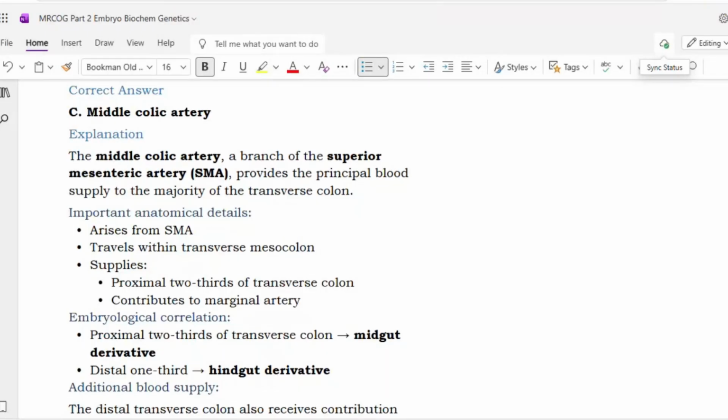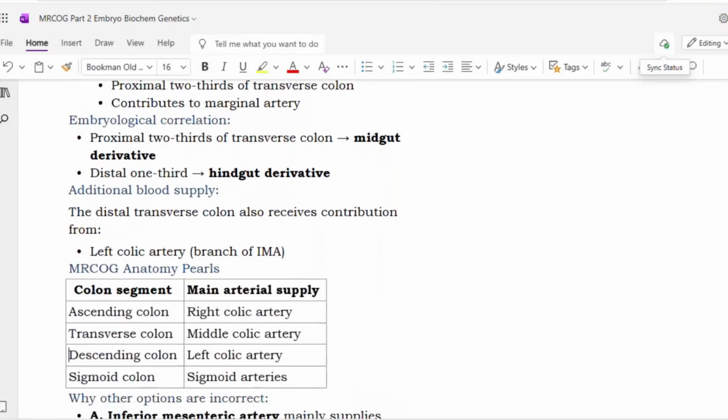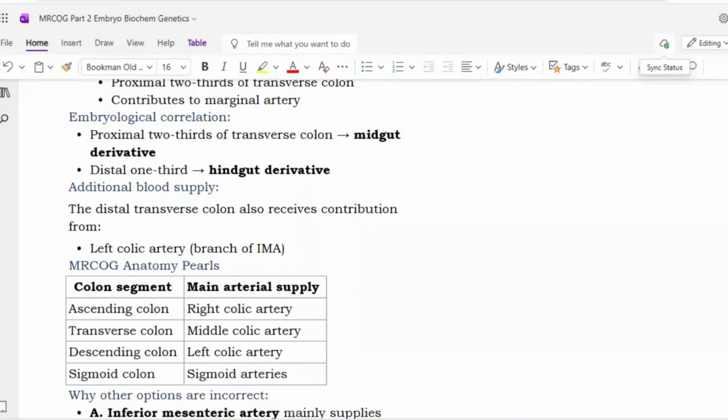So the proximal 2/3 of the transverse colon is a midgut derivative. The distal 1/3 is a hindgut derivative. Additional blood supply: the distal transverse colon also receives a contribution from the left colic artery, that is a branch of the inferior mesenteric artery.